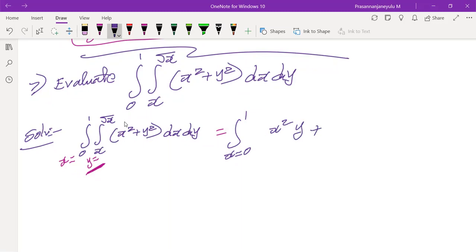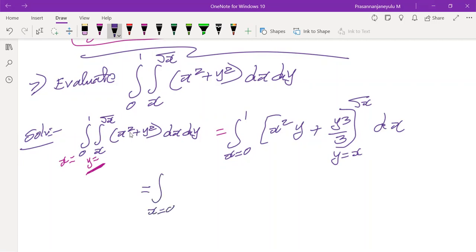The integration of y square into dy is y cube by 3. And what are the limits of the y variable? Completed integration. What are the limits of the y variable? X and root x. Good. Into dx. So integration with respect to y is completed. Now we are left with the integration with respect to the x variable. Before we do that, first we have to simplify this integration.